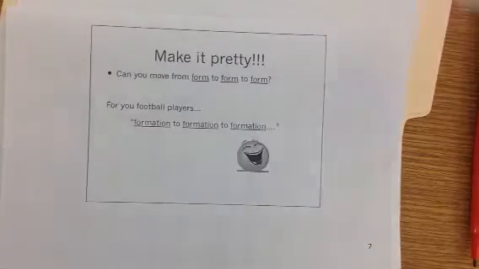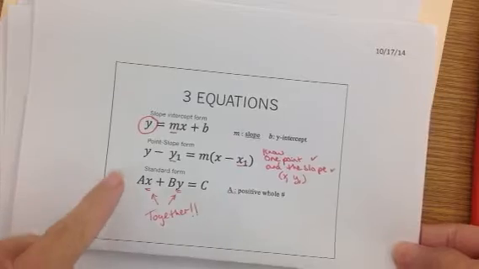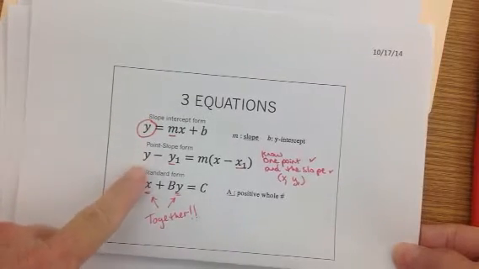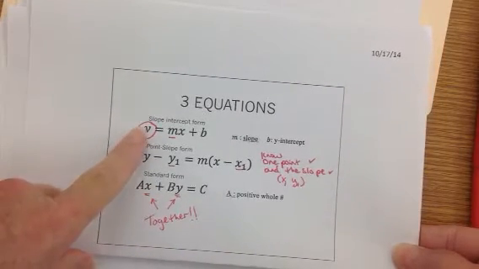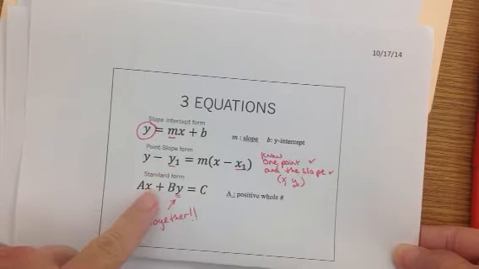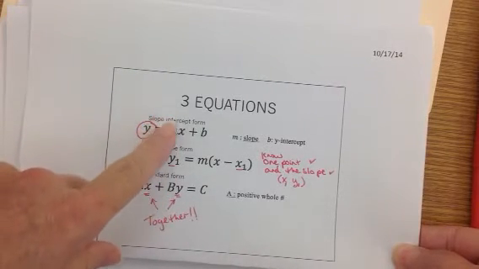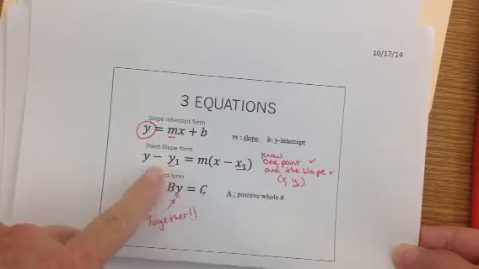Now we're going to take our linear equations and make them pretty. So we talked about in the first video about how there are three different equations of lines: y equals mx plus b, slope-intercept, point-slope form, and standard form. So you pretty much need to be able to go from one to the other.